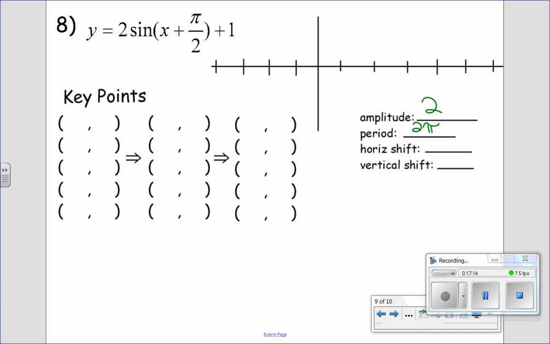Is there a horizontal shift? Yes? What is it? Left. Good job. Because the left-right shift is opposite as appears because of the parentheses. Is there a vertical shift? Yes. Up 1. Okay, they're waking up. That's good. All right, let's do our key points for a sine graph. Yes, up 1. All right, got our key points.